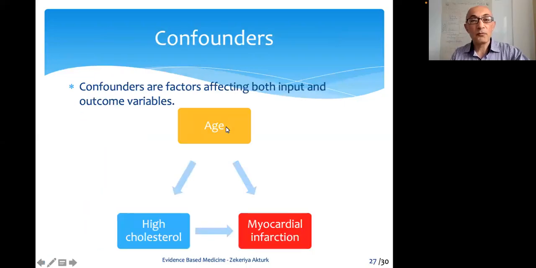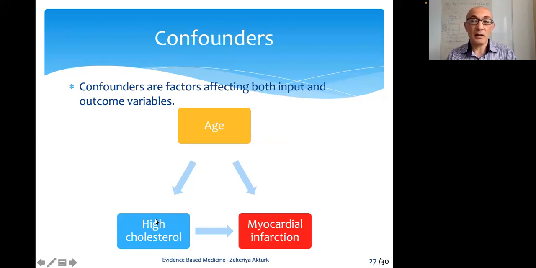A last and important topic in this presentation are the confounders. Also confounders, I mentioned before. Let us repeat them to have a more general view of this bias issue. Confounders are factors affecting both input and outcome variables, as seen in this figure here.